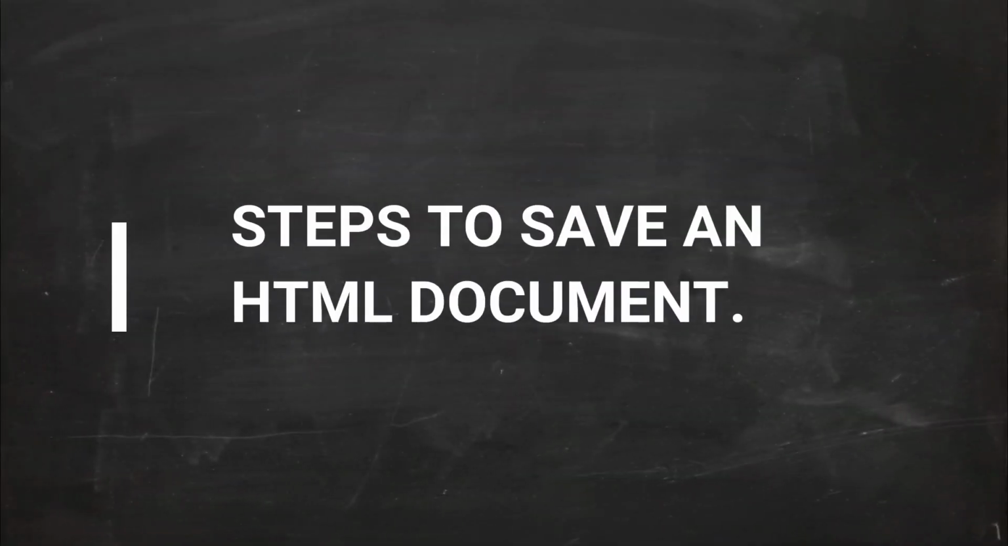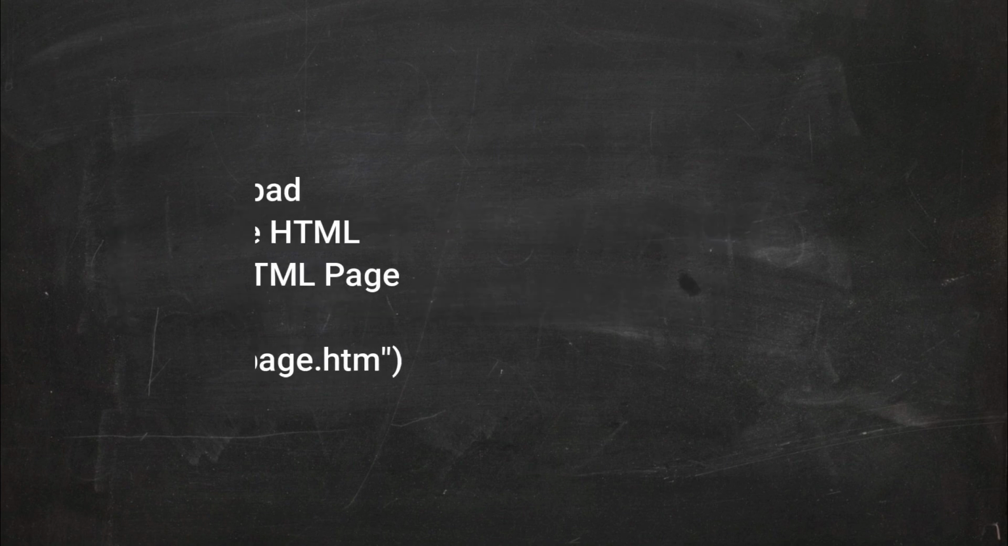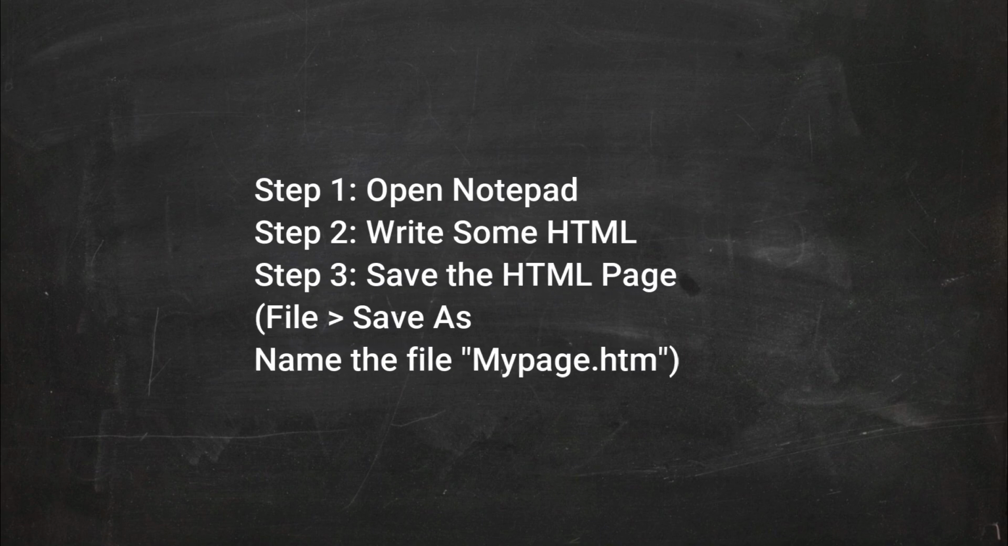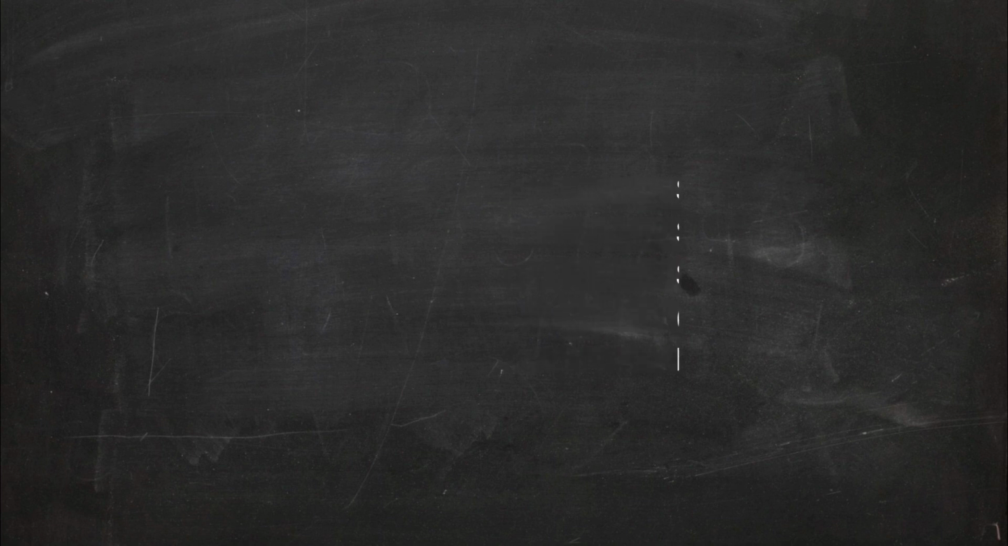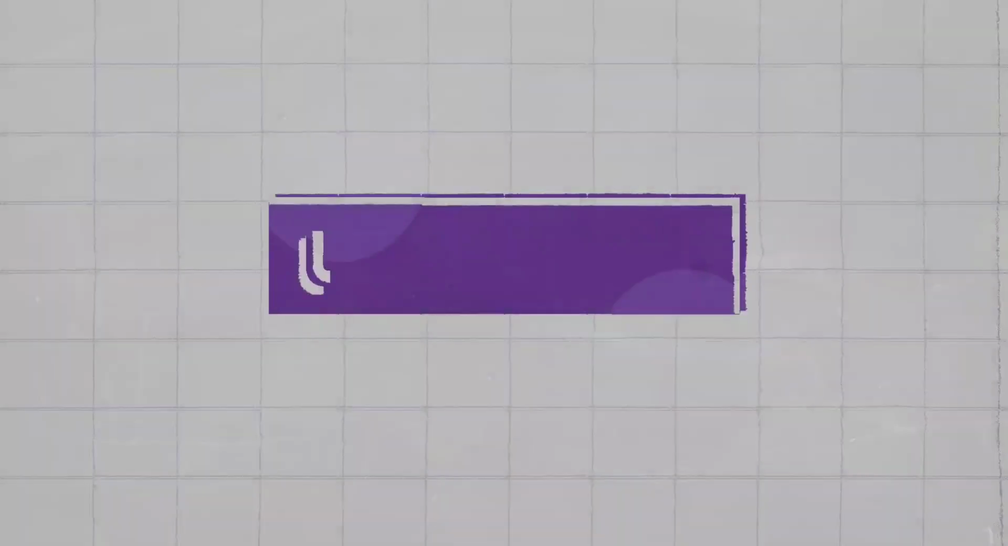Now the most important part is how to save an HTML document. After writing HTML code in Notepad, you have to click on File, Save As. A window will appear where you have to give the file name. Within the quotes, give the file name with the extension .html or .htm. So the file name and the extension are very important.